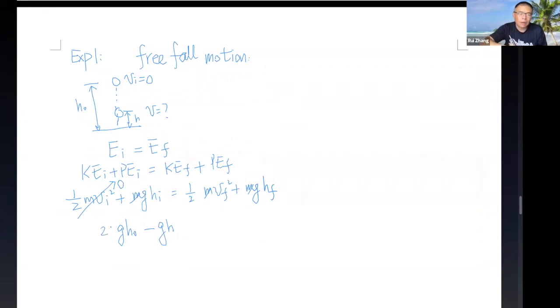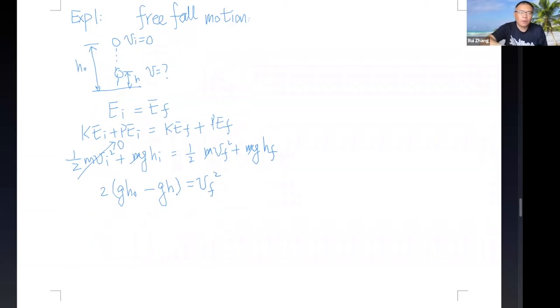So let's multiply by 2 on both sides. The v_f we were looking for is simply equal to the square root of 2, and we can factor out g, so we have h naught minus h. And that's it. Do you guys like this method? You better say yes, you know.